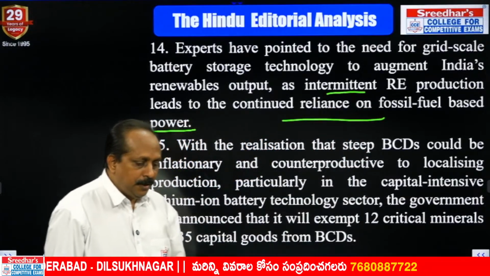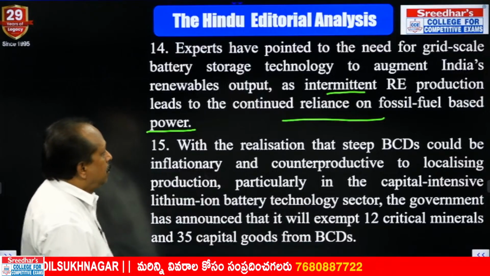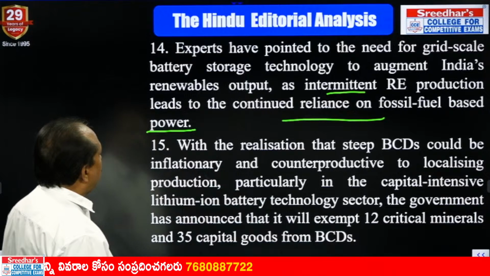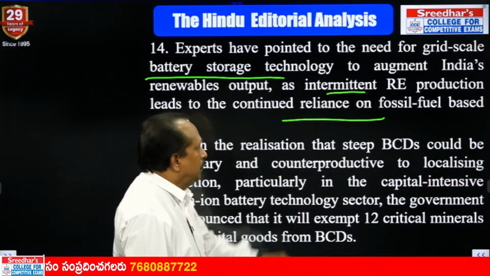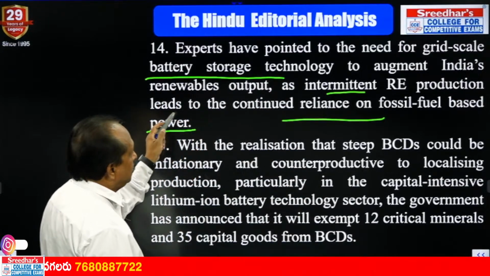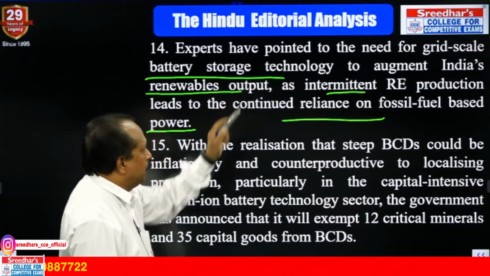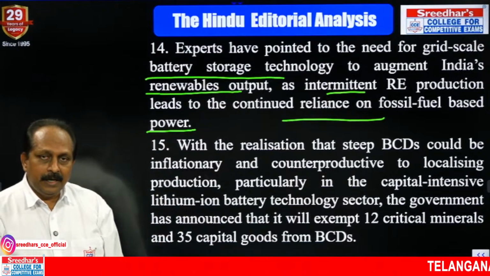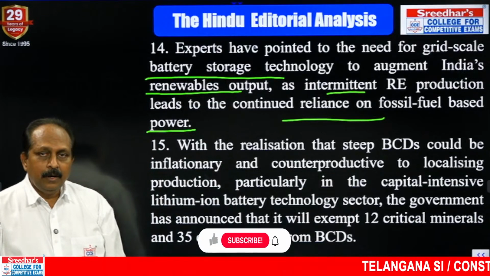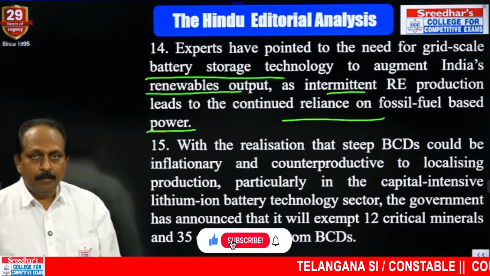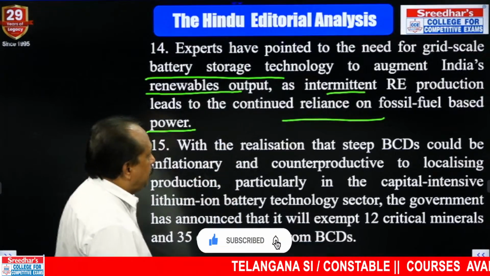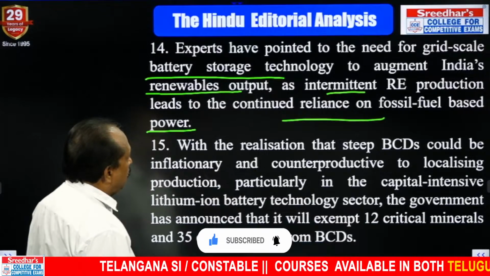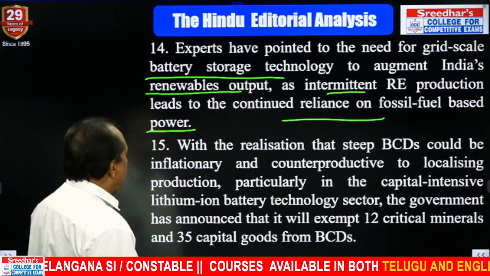Experts have given a suggestion. What is that suggestion? Experts have pointed to the need for grid-scale battery storage technology to augment India's renewables output. And if we do something not on a regular scale but on and off, not at regular intervals, you take a break, then we use the word intermittent. As intermittent RE production leads to the continued reliance on fossil fuel based power.